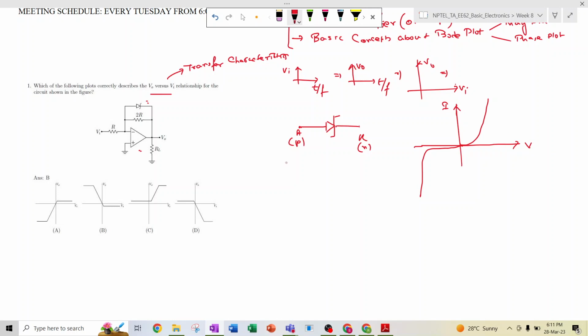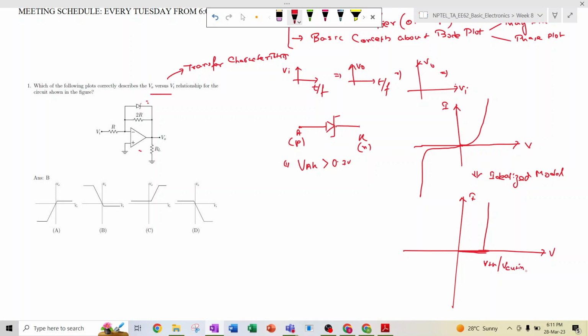What happens is, when the input voltage, that is V anode to cathode, is greater than 0.7 volt, and we have also idealized this model. Let us go to the idealized model. In the idealized model, we have already discussed that after a certain voltage, which is known as the threshold or cut-in voltage, this is basically the threshold voltage or cut-in voltage or knee voltage.